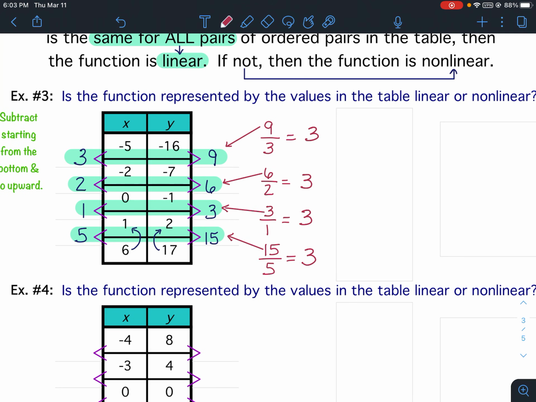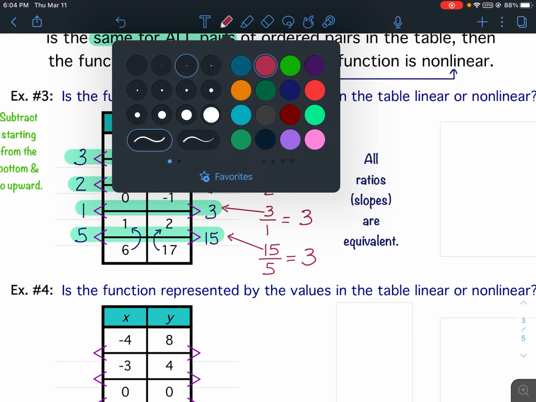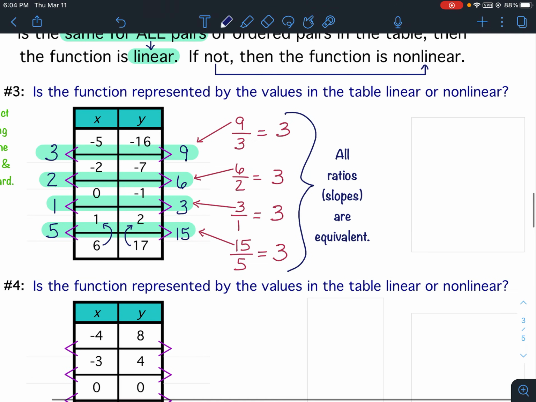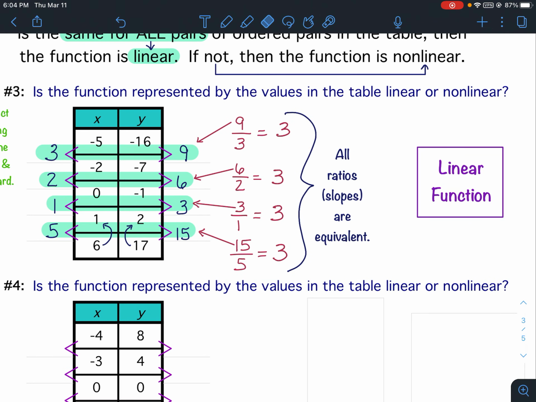So when we found the ratio for all these ordered pairs, the ratio of the change in y values over the change in x values, were they all the same? Yes, they were. So all the ratios or the slopes are equivalent. Because all the ratios are the same, it's a linear function. Because they were all 3, it is a linear function.